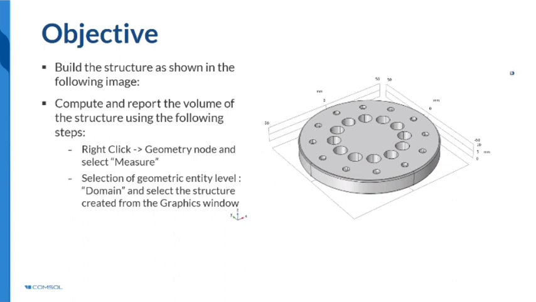The objective of this assignment is to get the geometry shown in this slide. It is a circular disc kind of structure wherein we have some holes created also. You need to create this geometry and compute the volume. In the assignment, we will be checking the final volume that you have and the steps that you have used to create the geometry, whether you have used the optimal number of steps or not.